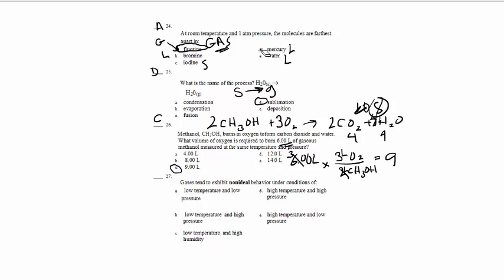So gases tend to exhibit non-ideal behavior under conditions of, well, when they're really tightly pressed together and moving slowly, that's when they tend to exhibit non-ideal behavior. Ideal behavior is when the particles exhibit no attraction. So under conditions of high pressure and low temperature would be the case where it's most non-ideal. So in this case the answer is B.